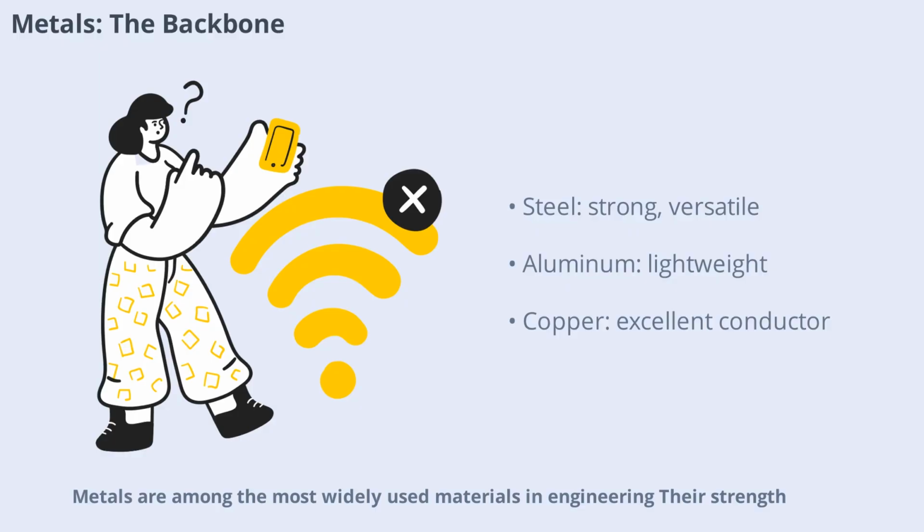Metals are among the most widely used materials in engineering. Their strength, ductility, and conductivity make them essential for everything from bridges to electronics. Common metals include steel, aluminum, and copper, each with its own set of advantages. Materials engineers work to improve metal properties, develop new alloys, and find ways to recycle metals efficiently. The ongoing innovation in metal technology continues to shape our world.